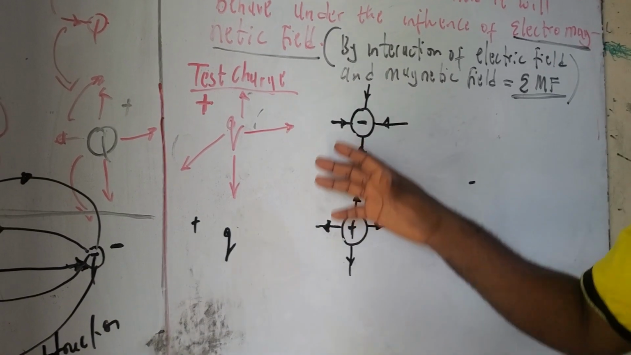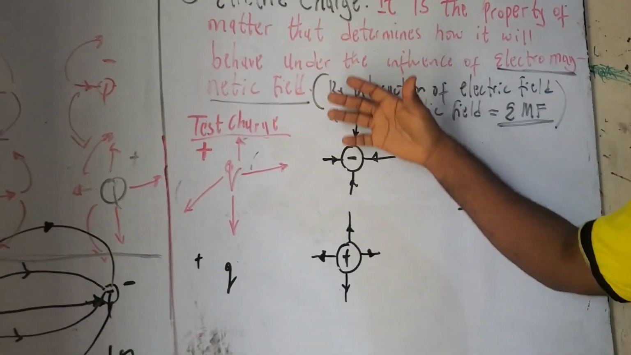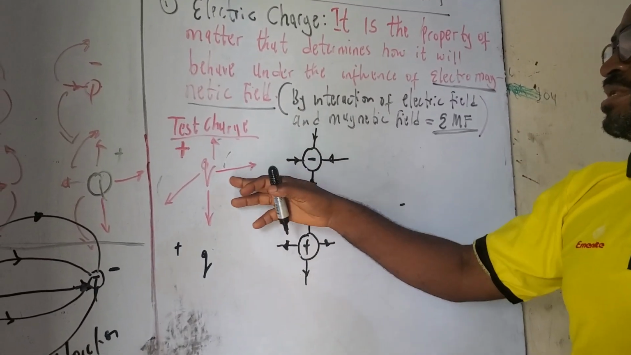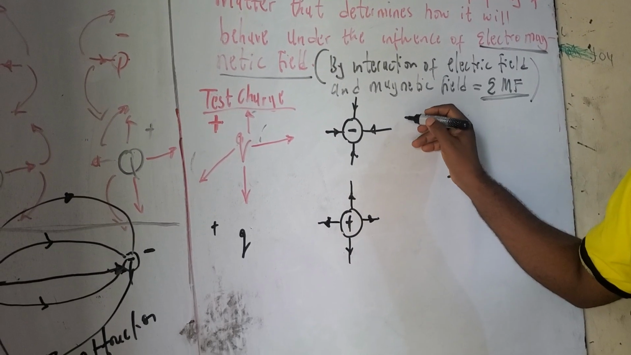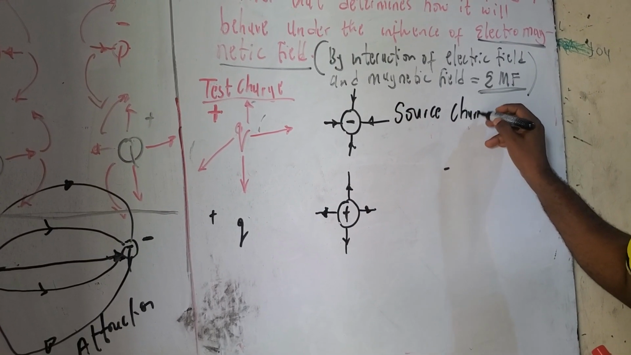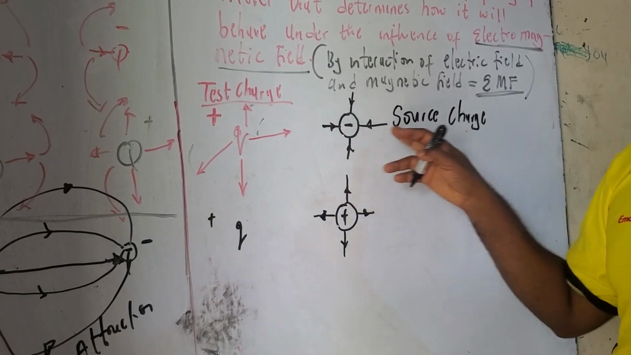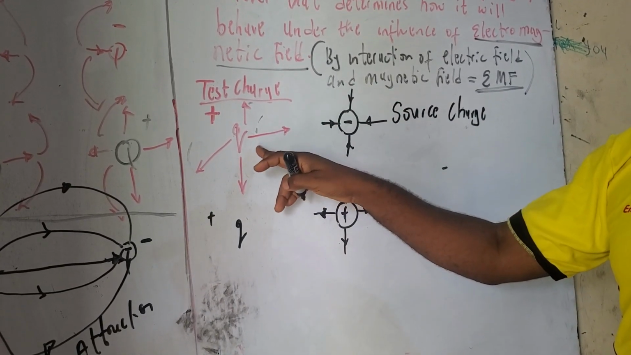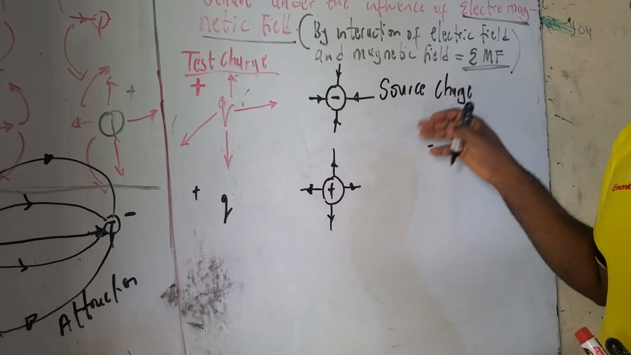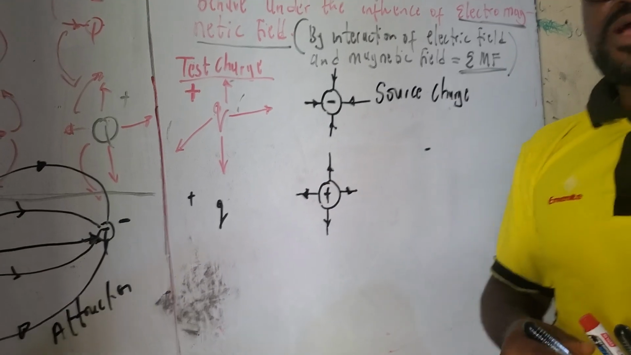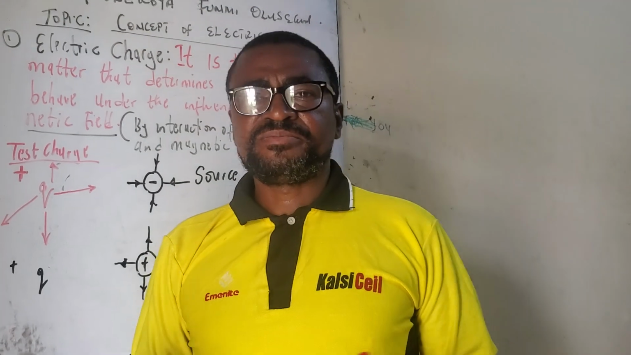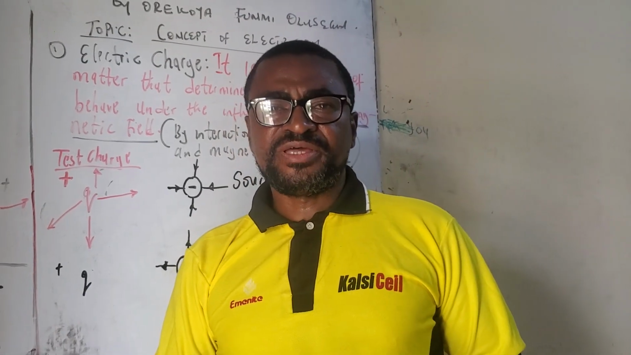So I believe that you've learned one or two things pertaining to electric charge. The second charge that we have here that we are testing this test charge on is called the source charge. So you can distinguish between a test charge and a source charge. A test charge is used to determine the line of force around a source charge. So thank you. In our subsequent video, I'm going to give other illustrations on the concept of electricity. So this is electricity part 1.